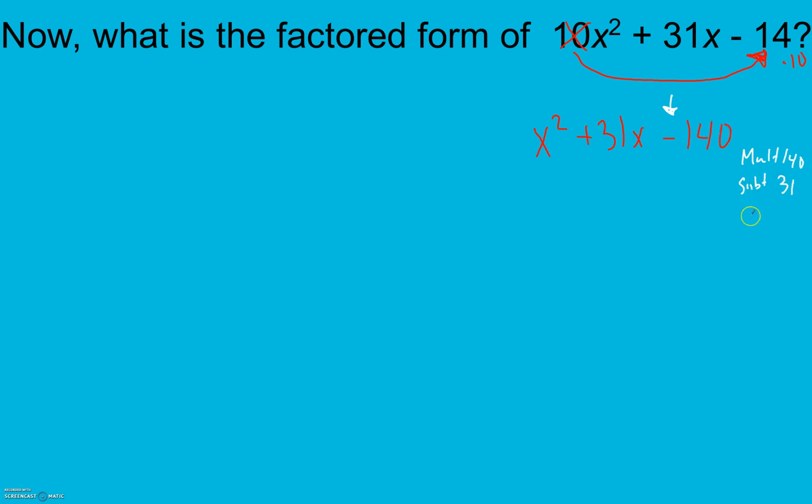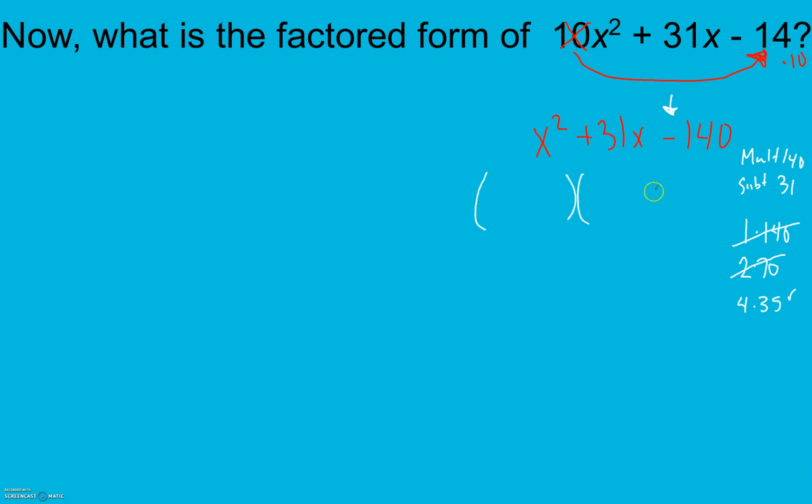My options here, 1 and 140, that doesn't work. If we take 140 and divide it by 2, we get 70. That doesn't work. It doesn't divide by 3. If I take it and divide by 4, I get 35. And when I subtract there, I do get to 31. So these are going to be the values that I'm looking for.